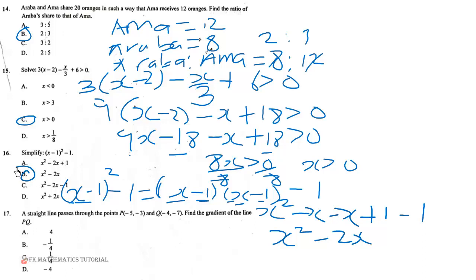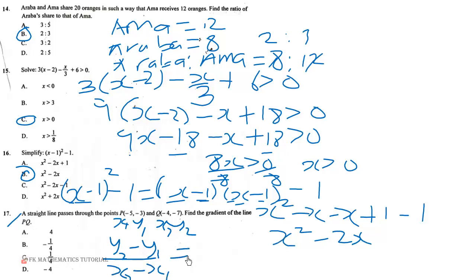A straight line passes through the points P, negative 5, negative 3, and Q, negative 4, negative 7. Find the gradient of the line. So let's say this is x1, y1. This is x2, y2. So gradient is given by y2 minus y1 all over x2 minus x1. So that will give you y2, negative 7, minus y1, minus negative 3, all over negative 4 minus negative 5.